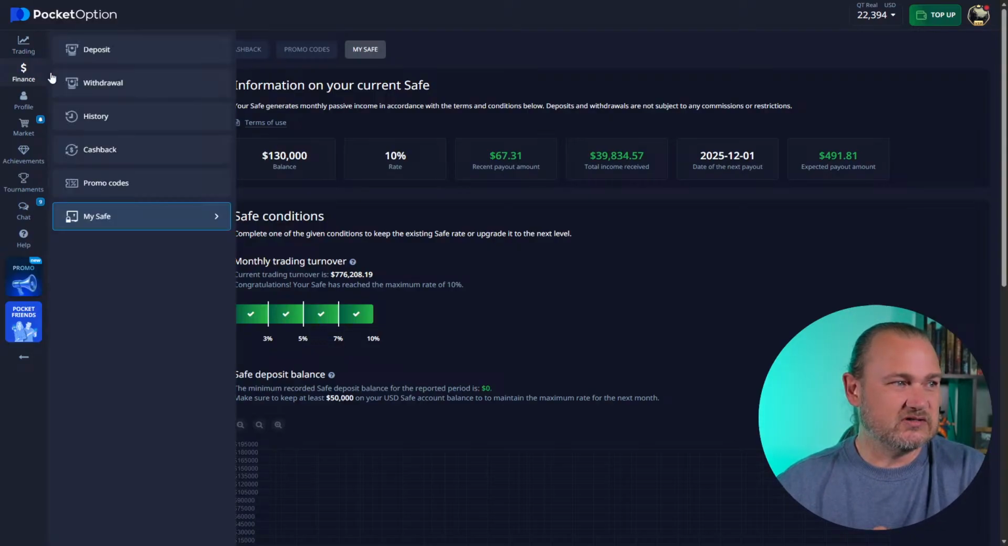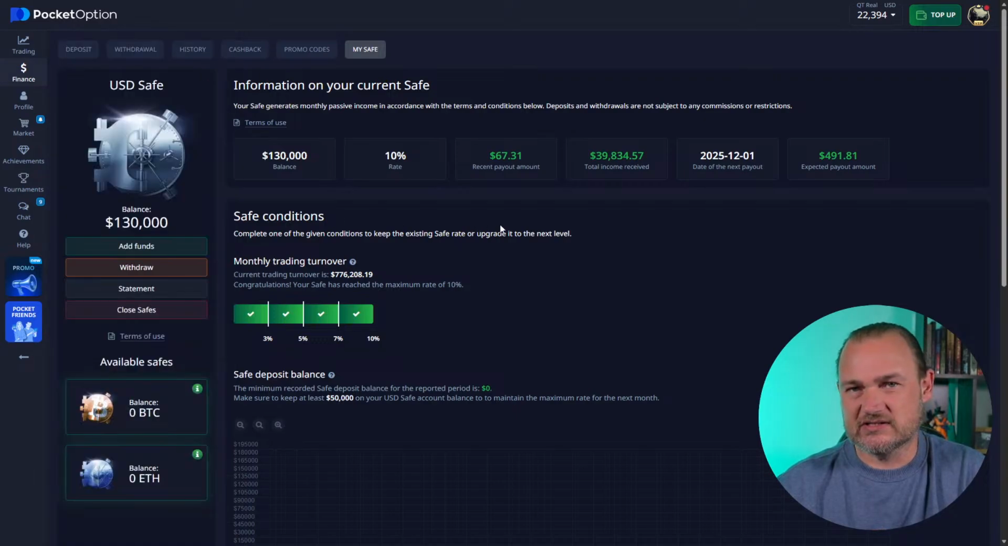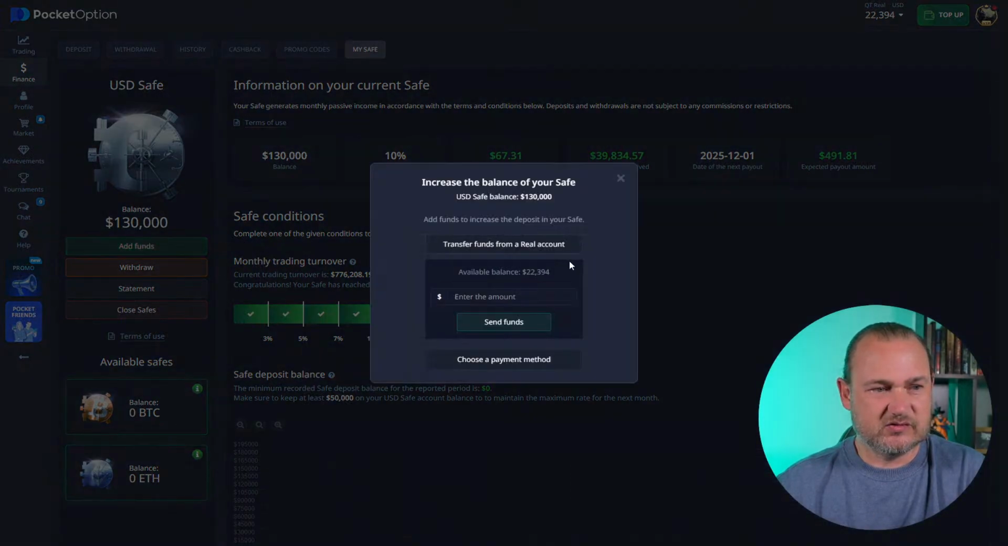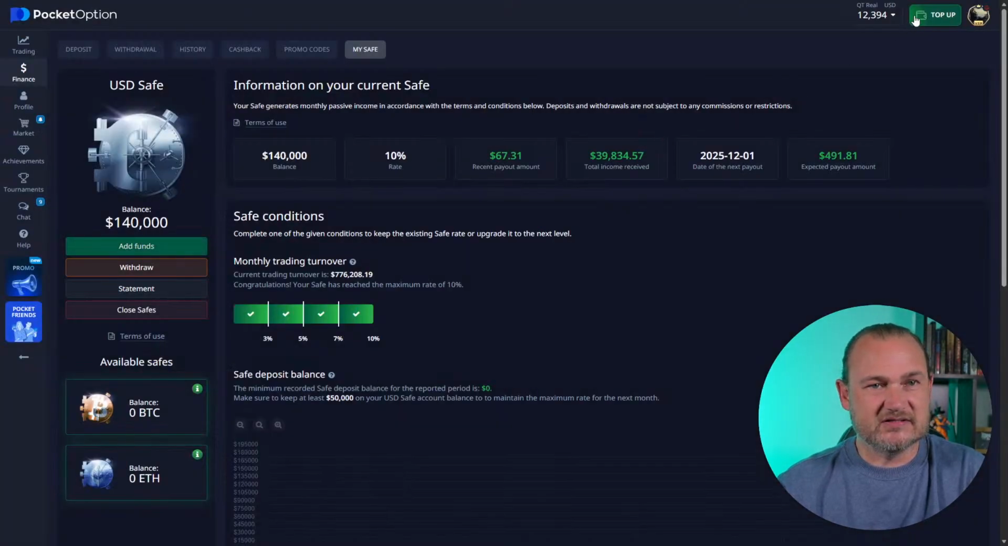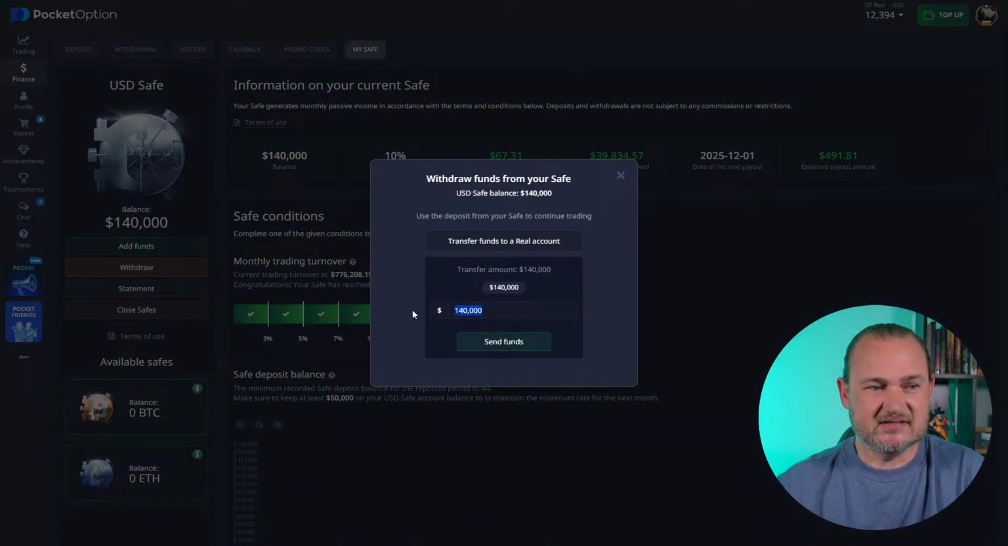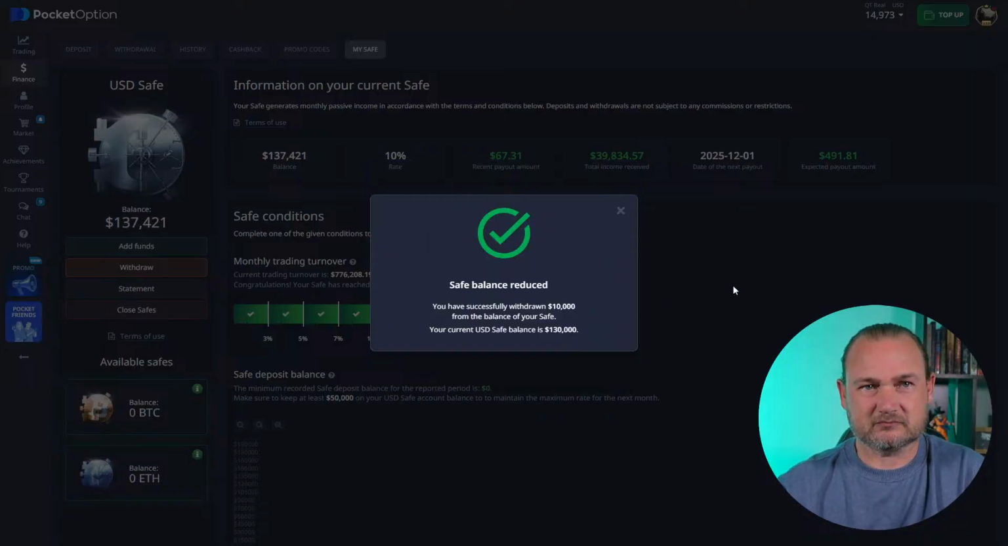Okay, so we were at finance, and currently we are in my safe. I can add funds to this. If I do add funds, this will be deducted from my current balance. So if I deposit maybe 10,000 there, you will see that my safe has increased and my real balance has decreased. And taking money out is just as easy. I can just move it back when I need it.